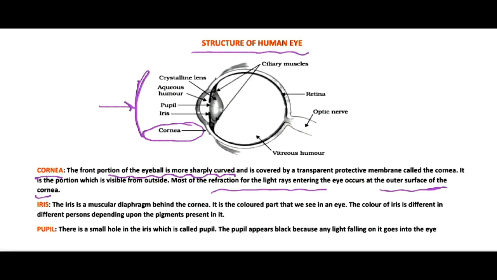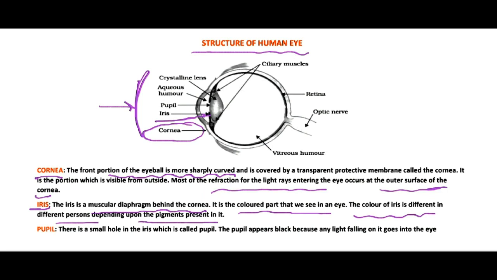The second point is iris. What is iris? It is the muscular diaphragm behind the cornea. This one. It is the colored part that we see in the eye. It is actually the pigmented part of the human eye. The color of the iris is different in different persons depending upon the pigments present in it.